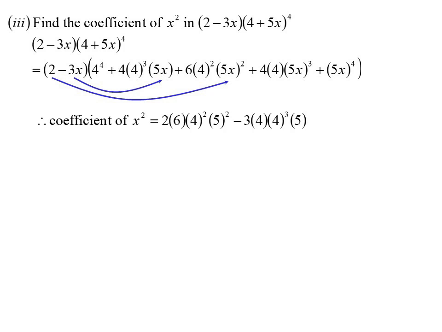In this case it said, what's the coefficient? So they're only interested in the number in front. They don't care about the x squared. So getting all those numbers, it'll be 2 times 6 times 4 squared times 5 squared minus 3 times 4 cubed times 5, which turns out to be 960. Again, saves us time. We don't have to expand the whole thing out.